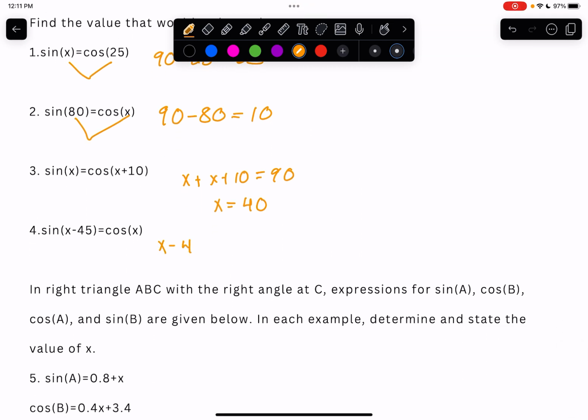Again, x minus 45 plus x equals 90. So we have 135 divided by 2. x is equal to 67.5. Again, if you're saying that sine of something is equal to cosine of something else, then those two angles right here have to add up to 90 degrees.